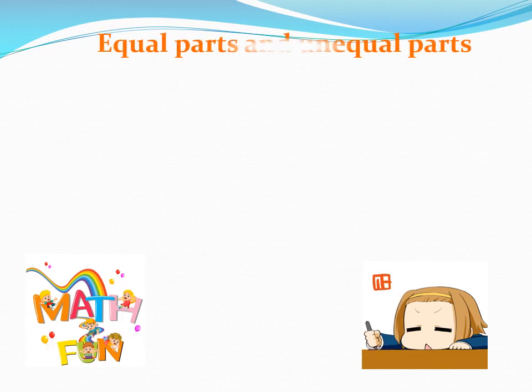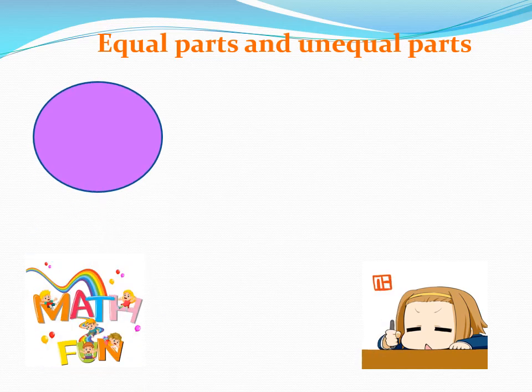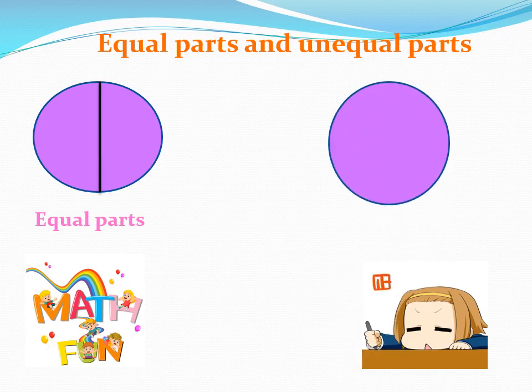Now, what are equal parts and unequal parts? If we have a circle and we divide it from the middle, if I fold this circle, it will give me equal parts. So it's equal parts. Now, I have another circle, but I divided it from one side, like this. If I fold this circle, it didn't give me equal parts, so it will be unequal parts.